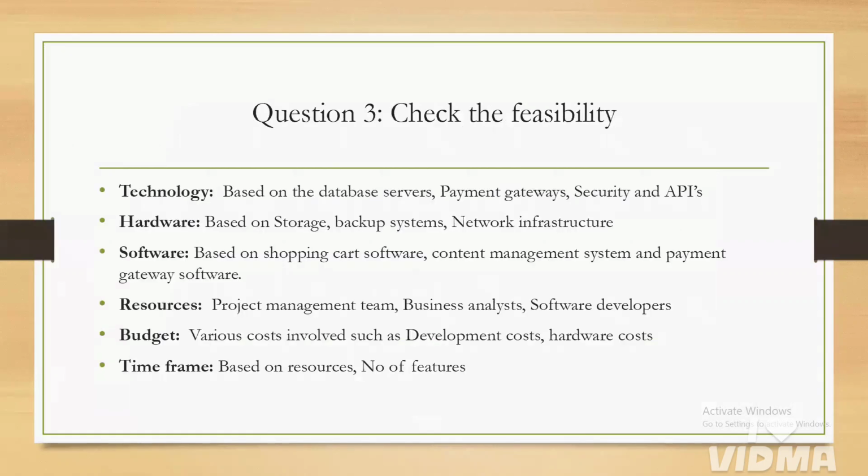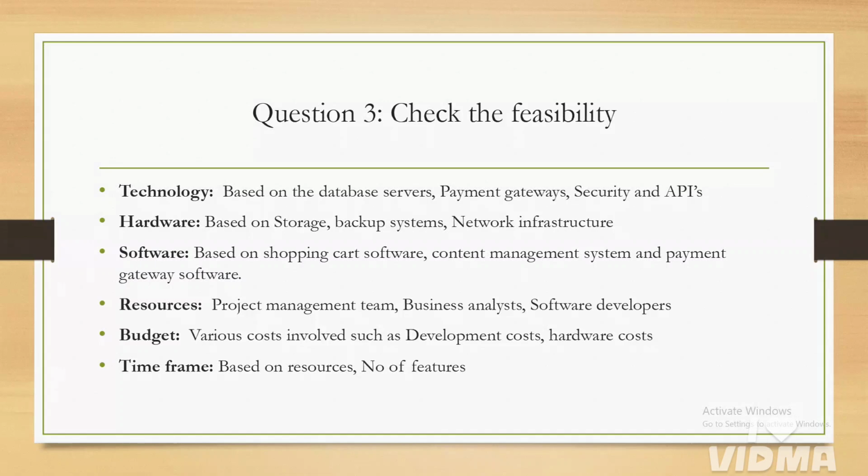Coming to the next one, check the feasibility. Feasibility is checking whether the project is viable for your organization or not. For example, Mr. Anand came up with this project to develop a web application, an e-commerce website. Here, is your organization ready to do that project or not? You have certain resources, technology, hardware, and software, and whatever budget and timeline he has given, can we complete it or not? That is feasibility.